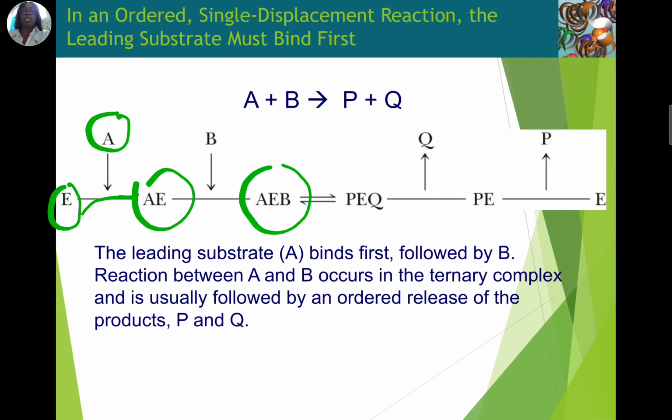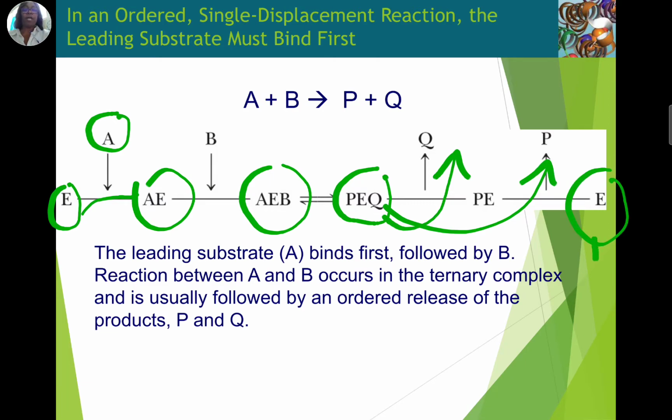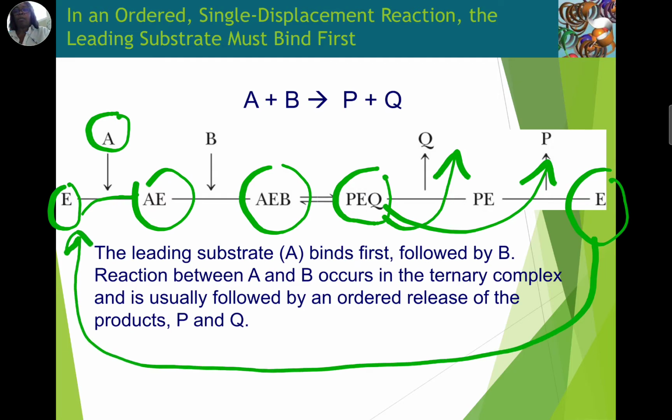That complex then is going to form the product complex, which ultimately breaks down to give us our products and the free enzyme. And remember, the free enzyme can then be circulated back to pick up more A. So the difference is in the random single displacement, any of the substrates can start the process. In the ordered single displacement process, a particular substrate, that same substrate, must always be the one to start the process.